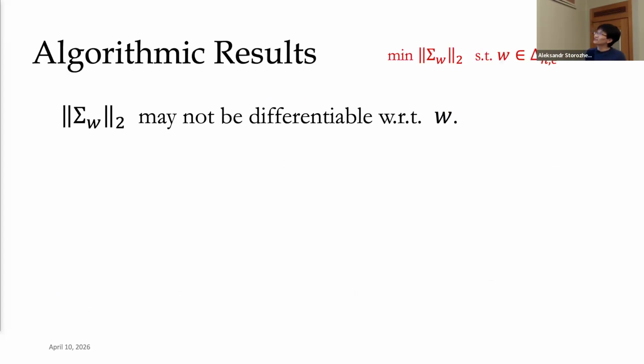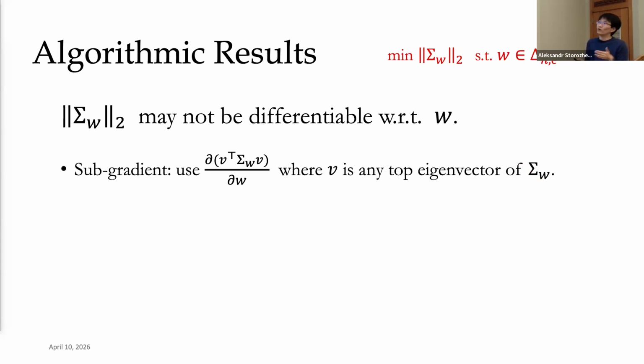Now there's some intricacy to this which I will explain. The spectral norm of a matrix parameterized by W may not necessarily be differentiable with respect to W, so you need to handle this issue. There are a few ways you can handle this. One is you can run subgradient descent. In each iteration, you find your top eigenvector and then do one standard gradient descent step, fixing that direction.